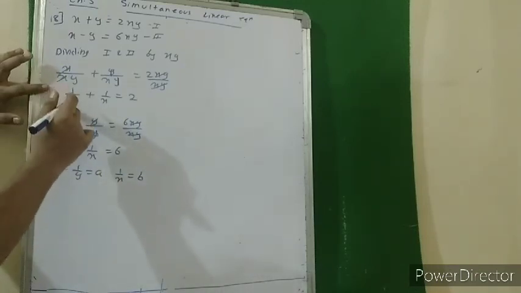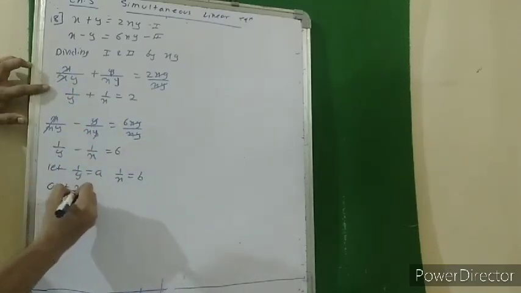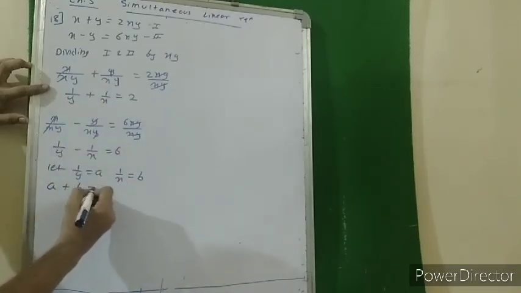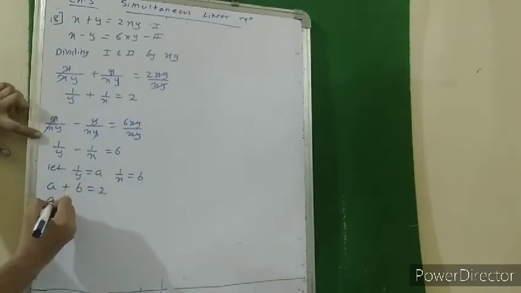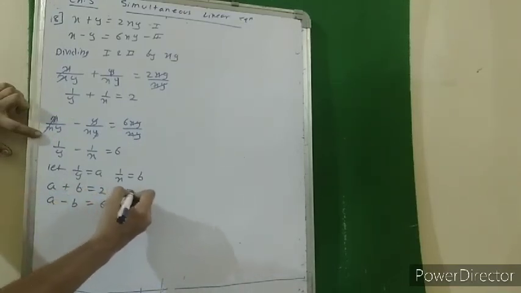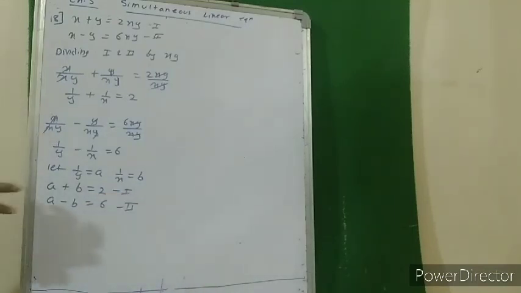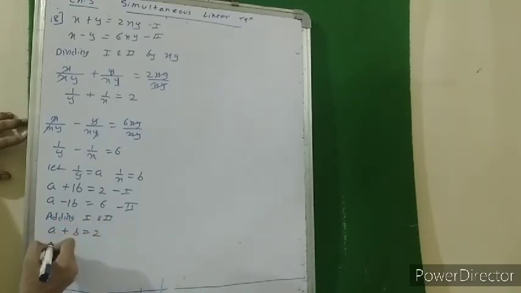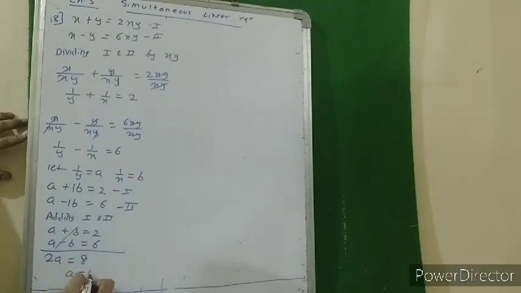So I'll let 1 upon y is equal to a and 1 upon x is equal to b. So this will become a plus b is equal to 2 and a minus b is equal to 6. This is equation number 1 and this is equation number 2. Okay. We have plus b and minus b. So adding 1 and 2, when I add, plus b minus b gets cancelled. 2a is equal to 8. a is equal to 4. Okay, we have a is equal to 4.